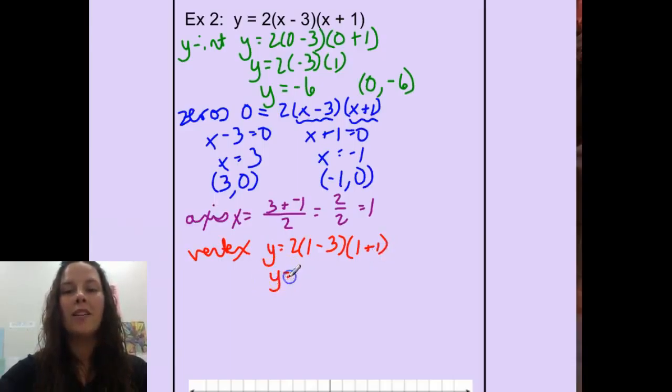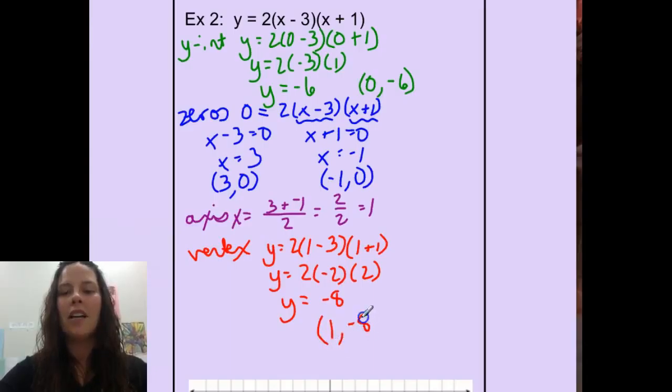We'll simplify inside the grouping symbols first. 1 minus 3 is negative 2. 1 plus 1 is 2. 2 times negative 2 is negative 4, times 2 is negative 8. So our vertex x was 1, and I solved and got negative 8 for y.